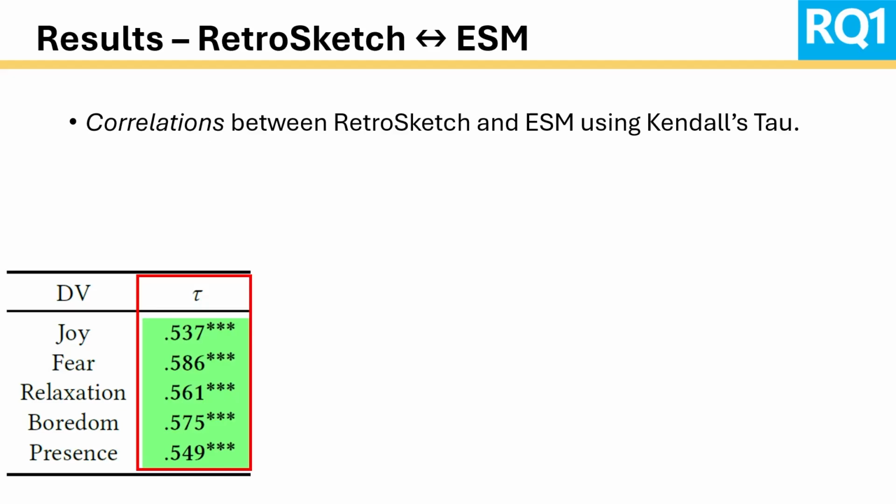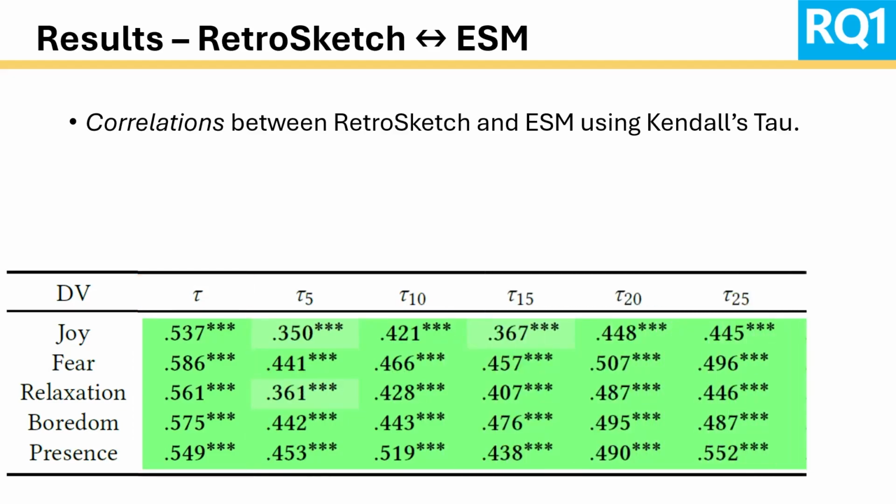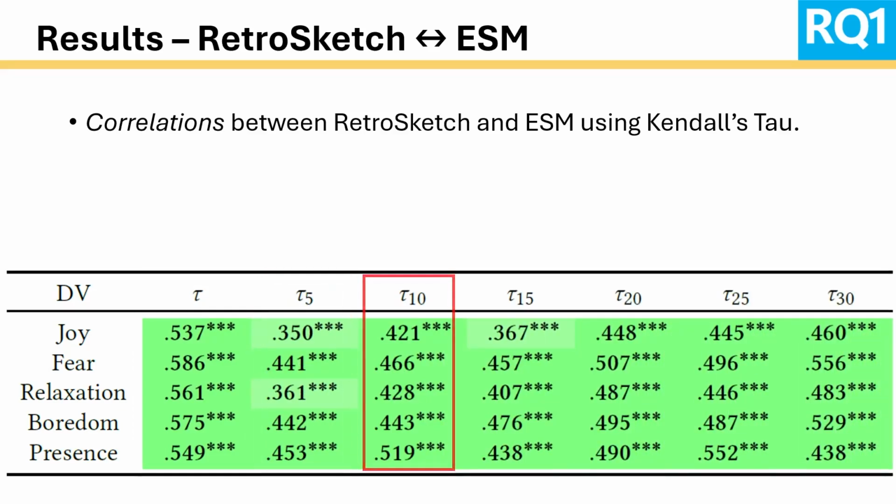We also tested this for each ESM interval, so for 5 minutes, 10 minutes, 15 minutes, and so on, and the correlations were consistently significant and strong. We also found no significant interactions with the 5 VR games, meaning that in this case, the correlations appear to be robust across different experiences.